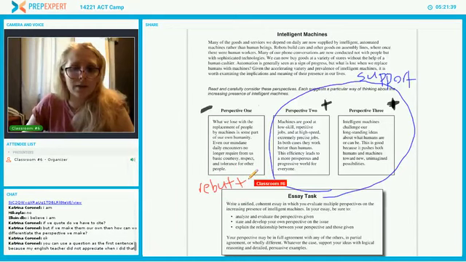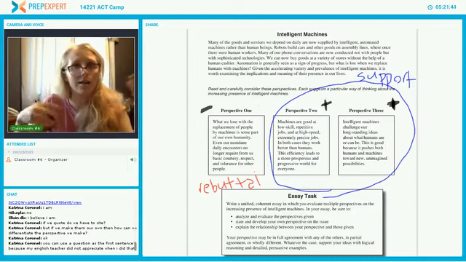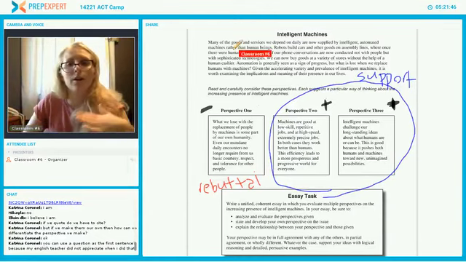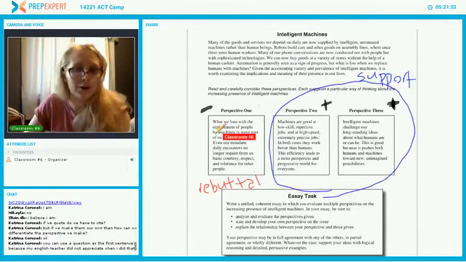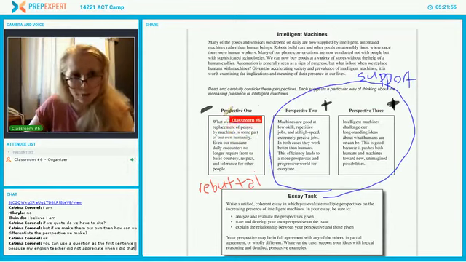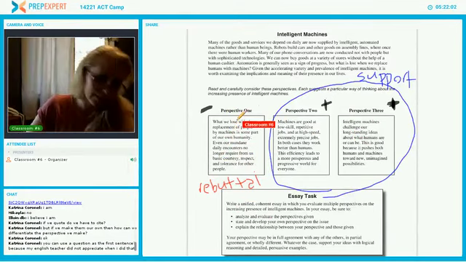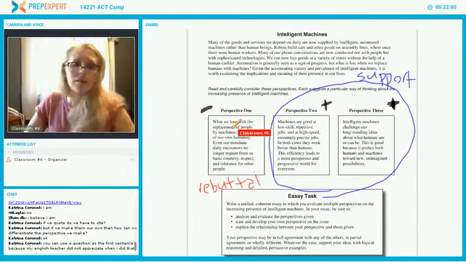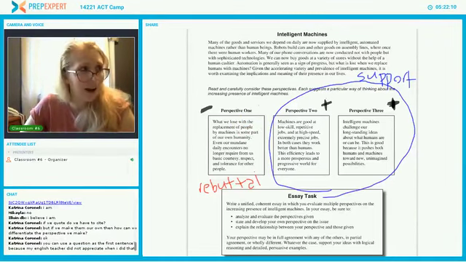So rebuttal is where you acknowledge the other side's argument, but then argue why their argument is wrong, right? So you might be thinking, well, what if I don't want to argue that intelligent machines are a good thing? What if I want to argue this? I guess you really can if you want. You might use both of these as rebuttal and use this as your support and more of your own examples. But for me, whenever I look at this, I could really go either way. Just on this, I have not developed a firm opinion.